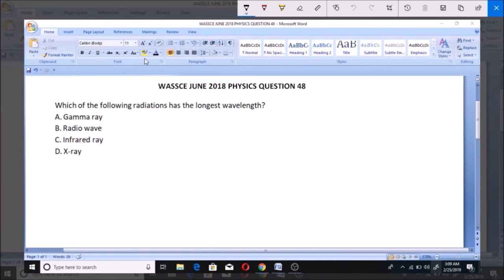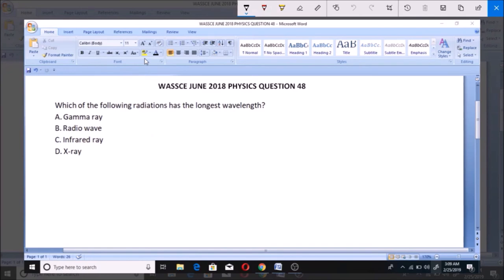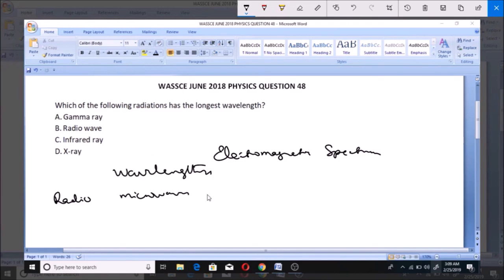Now, when you check out the electromagnetic spectrum according to wavelengths, you're going to find out that the one with the longest wavelength is radio waves, followed by microwaves, followed by infrared, followed by visible light, followed by ultraviolet, followed by X-ray, then finally gamma ray. So that's how it is.